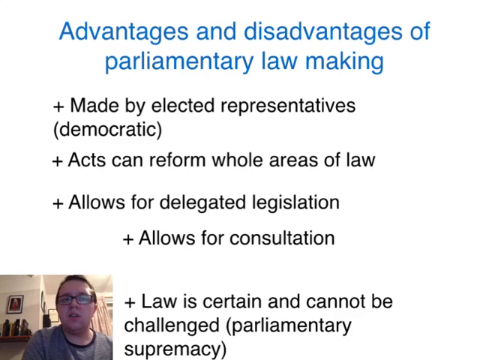So firstly, the advantages of parliamentary lawmaking. It's made by elected representatives, they're democratic, they act on our behalf, they represent us, and they're held accountable. So if we don't like what they're doing, then come the next general election, we can actually vote for someone else and get them out of Parliament and the House of Commons.